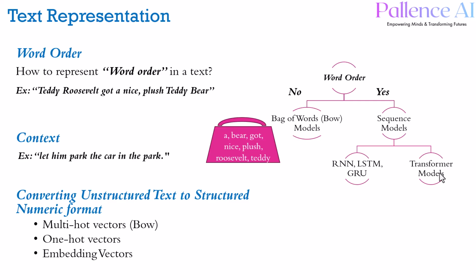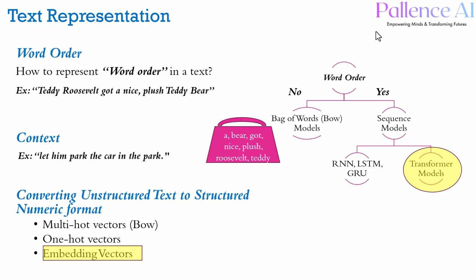What is multi-hot? What is one-hot? What are embedding vectors? Don't worry, in the next few slides, I'm going to explain them. But basically, when it comes to representing text, word order and context are the most important things. The next big thing was embedding vectors. The state of the art right now is to use transformer models, and to represent each word in the text, we use word embedding vectors, where each word actually has a numeric meaning.